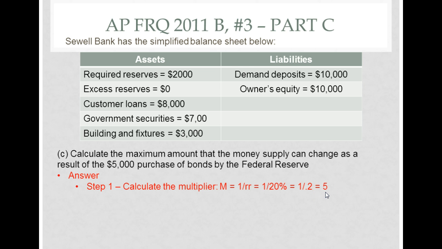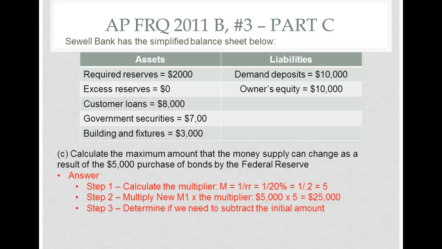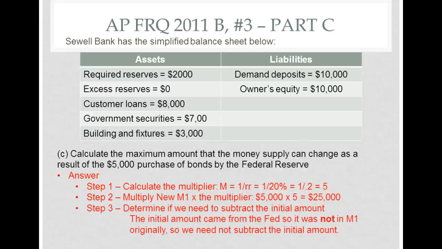Now, from there, we use the multiplier to multiply the new money. So the new money being put in by the Fed times the multiplier would give us our final answer. The new money put in was $5,000 when the Fed bought those bonds from Sewell Bank. The multiplier was 5, and so the total amount was $25,000. Now, the only question we have to ask is, do we need to subtract that initial amount? As it turns out, we do not, because the money came from the Fed and was not already in M1. Therefore, the money is new and does not have to be subtracted. So our answer remains $25,000.